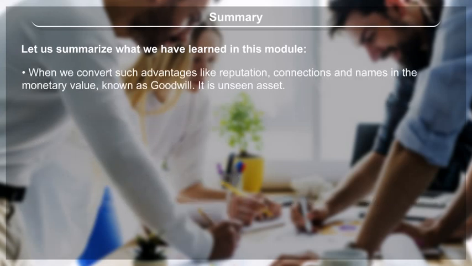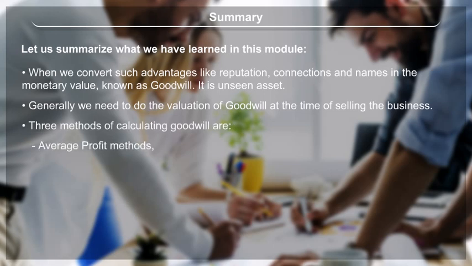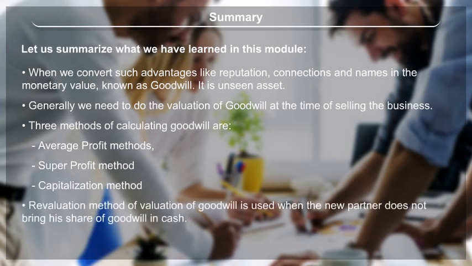When we convert such advantages like reputation, connections, and names into monetary value, it is known as goodwill, an unseen asset. Generally, we need to do the valuation of goodwill at the time of selling the business. Three methods of calculating goodwill are: average profit method, super profit method, and capitalization method. Revaluation method of valuation of goodwill is used when the new partner does not bring his share of goodwill in cash.